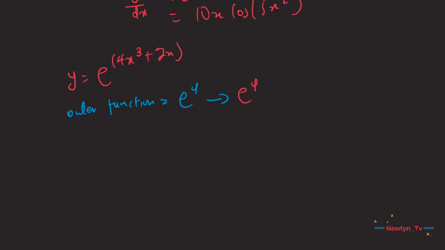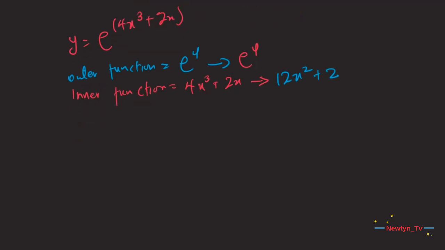Now what will be our inner function? So our inner function will be 4x exponent 3 plus 2x, and its derivative will be 12x squared plus 2, right? So now we can use this to solve, use the chain rule to solve this.